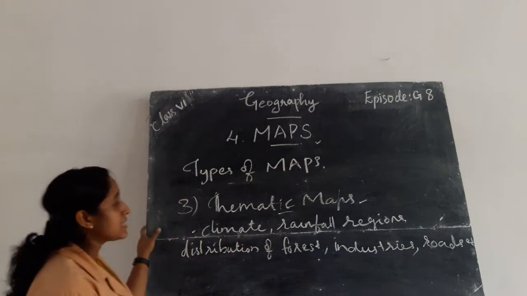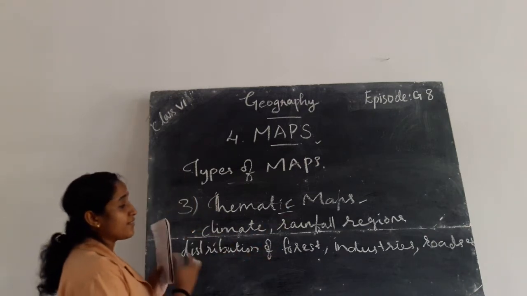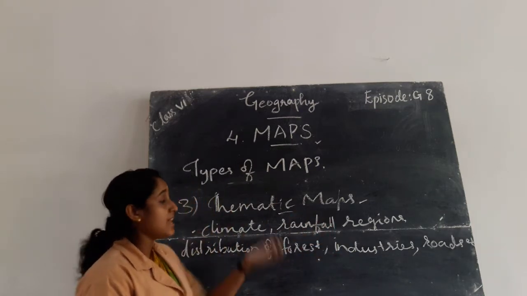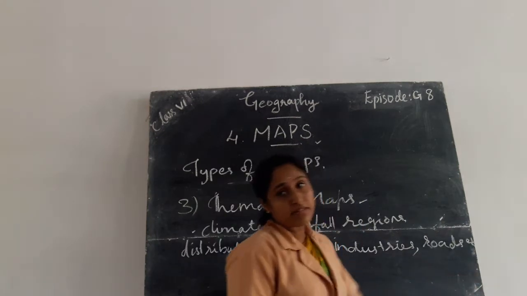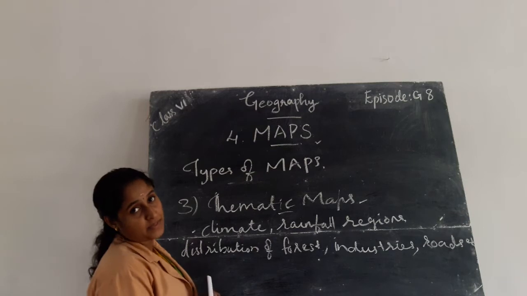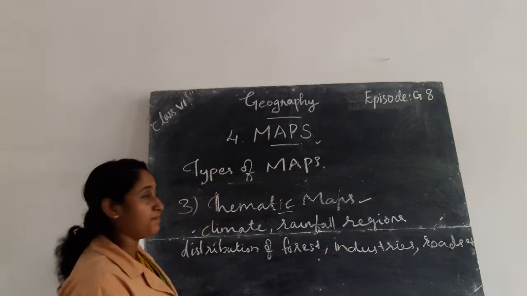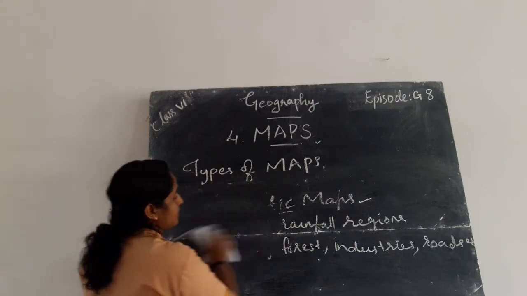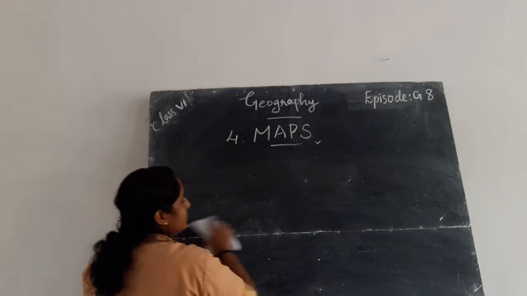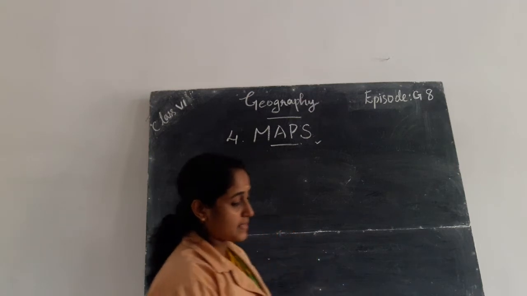The third one is the thematic map. Thematic maps show the general details of climate, rainfall regions, distribution of forests, industries, roads, railways, etc. These types of maps are called thematic maps. Okay, so these are the main types of maps.